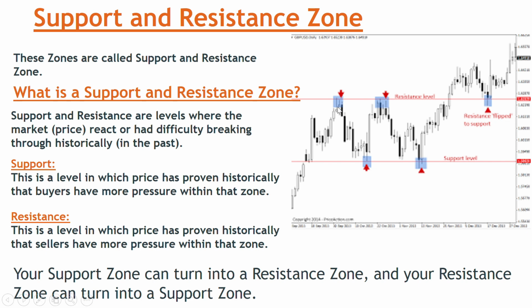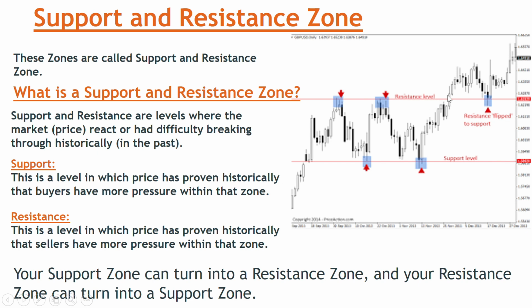And as you can see again here, your resistance is a level in which price has proven historically that sellers have more pressure within that zone. And you can see here, when price gets to this zone, price rejects to the downside. And when price gets to that zone again, it still bounces back until it finally breaks the resistance zone.